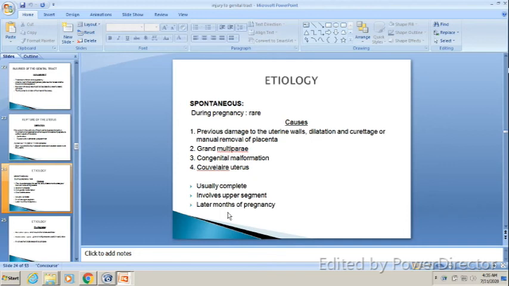Okay, causes: previous damage to the uterine walls, dilatation and curettage or manual removal of placenta, grand multipara, congenital malformations, couvelaire uterus. What is couvelaire uterus? It happens in case of abruption when there is a retroplacental hematoma. Retroplacental blood collection is there, which causes blood collection in the uterus. It causes couvelaire uterus. Okay, usually it involves the complete upper segment, later month of pregnancy.